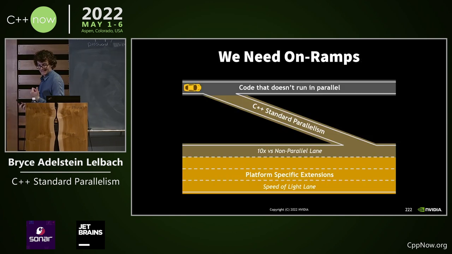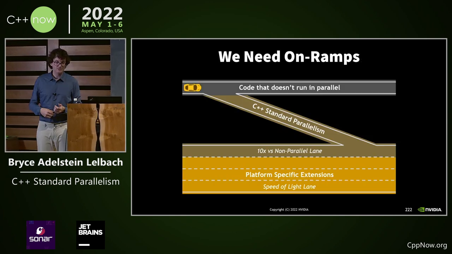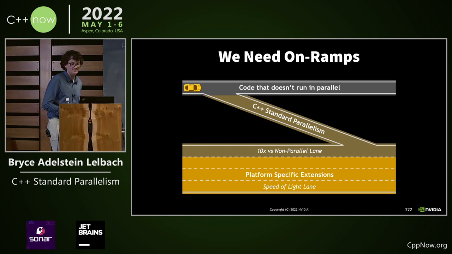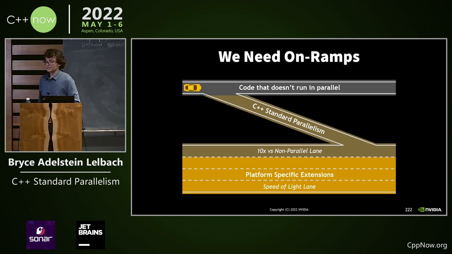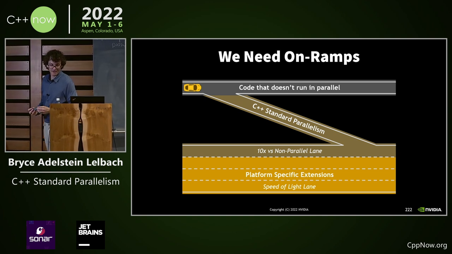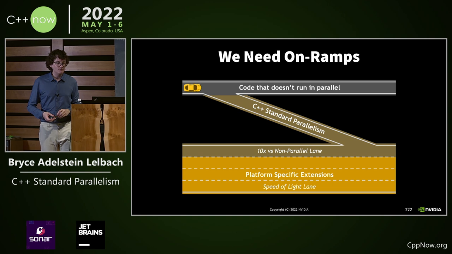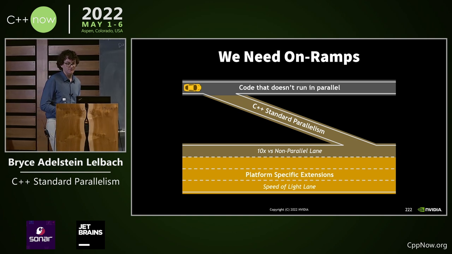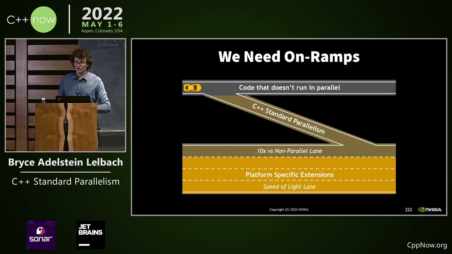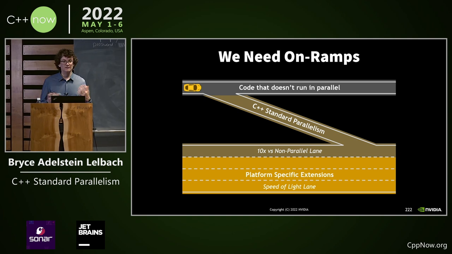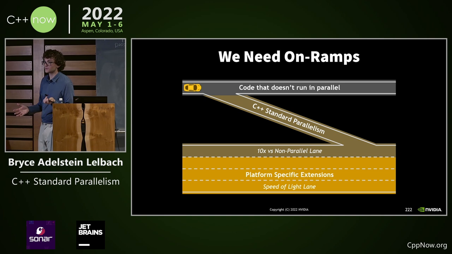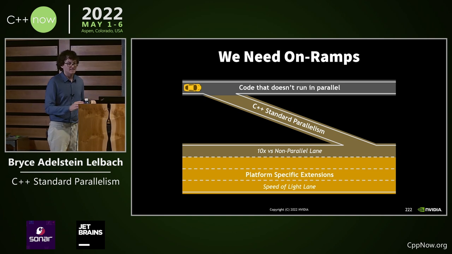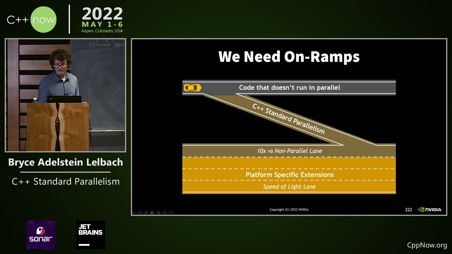I want to end where we started with our goal, which is that we need to have on-ramps to parallelism in standard C++. Almost all modern platforms are parallel, yet a shocking amount of code does not take advantage of that parallelism. So we want to normalize parallelism in accelerated computing. Writing parallel code should be easy and natural. Writing code that's going to run on a GPU should be easy and natural. And parallelism should sort of be the default way that we're thinking, instead of some exotic thing that we have to add to our program.